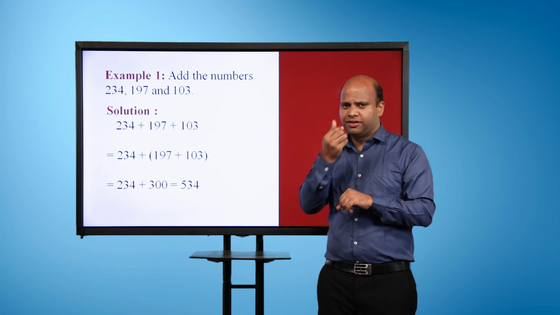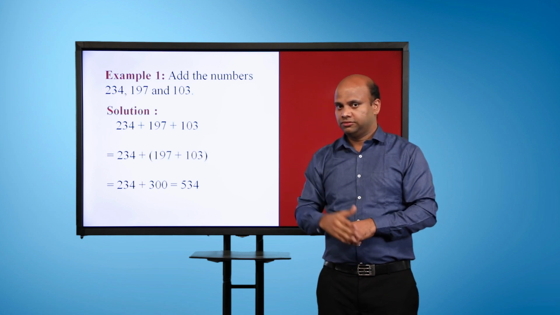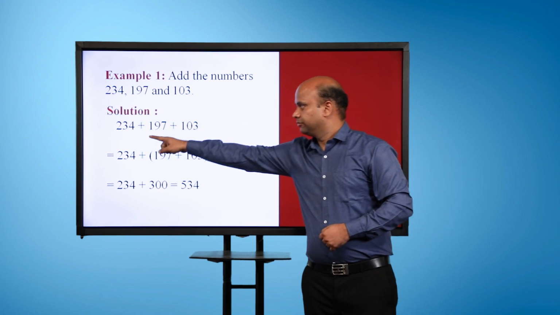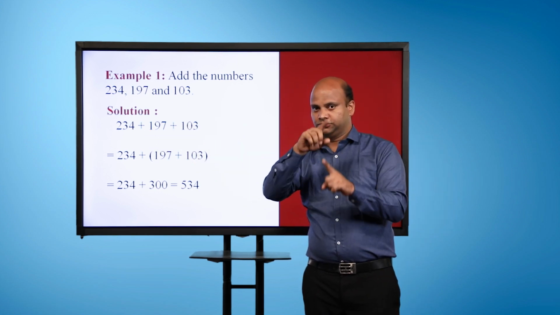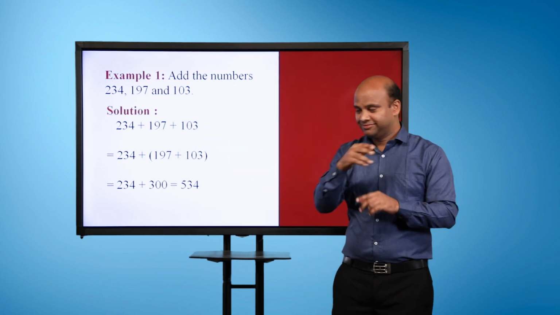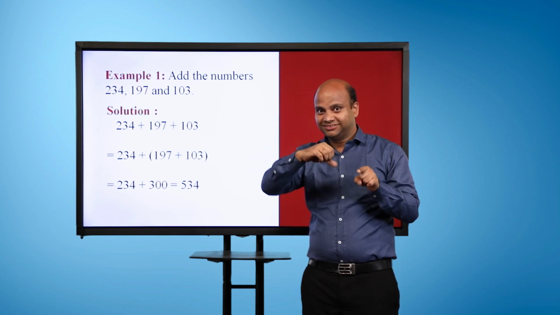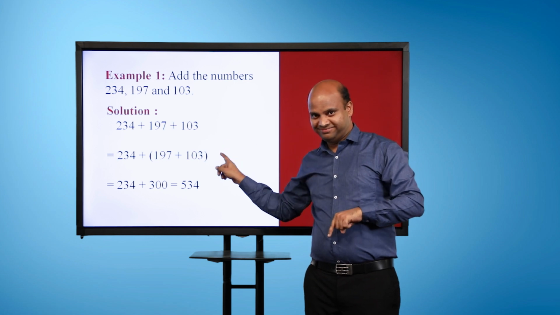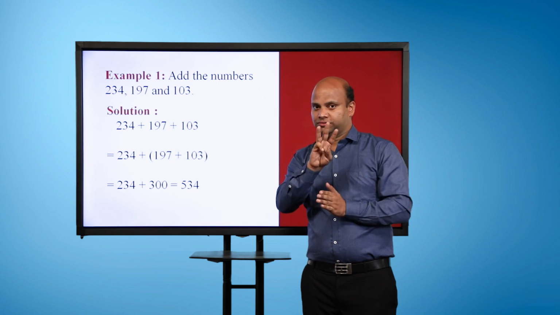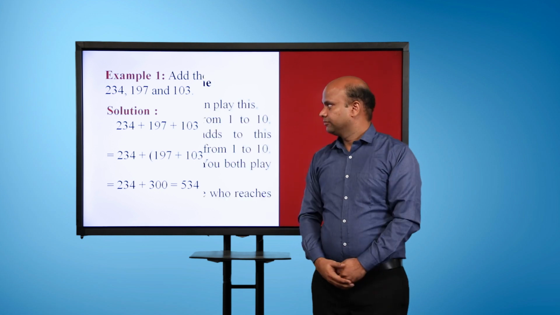Example 1. Add the numbers 234, 197 and 103. Solution. 234 plus 197 plus 103 is equal to 234 plus, in brackets, 197 plus 103, which is equal to 234 plus 300, which is equal to 534.